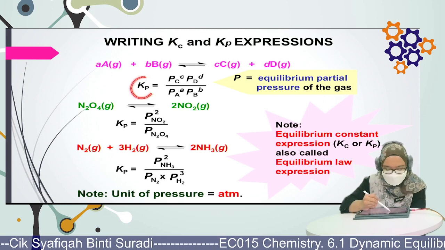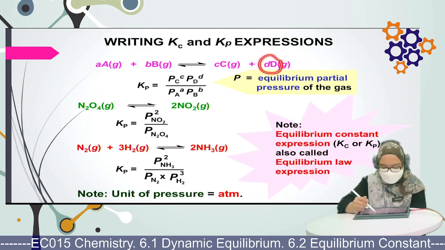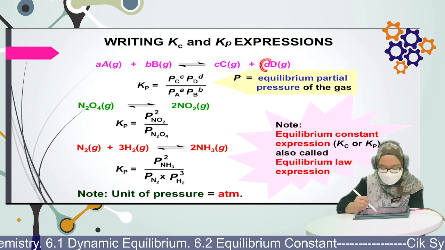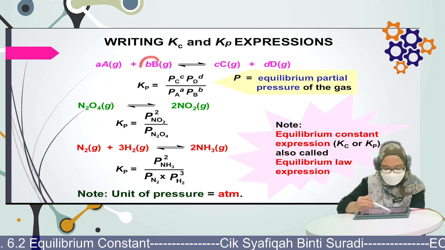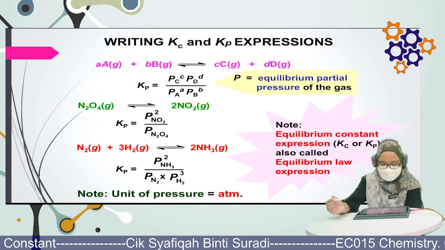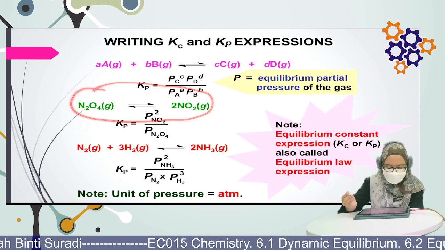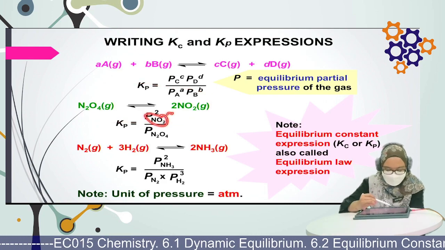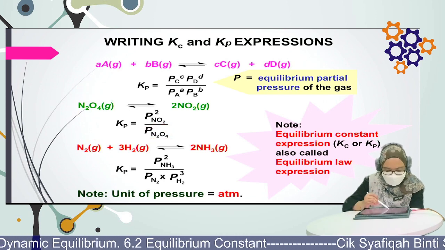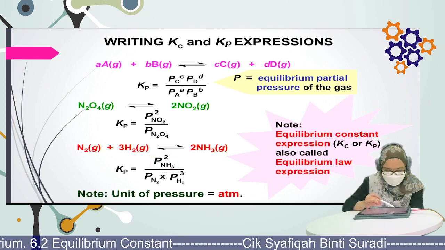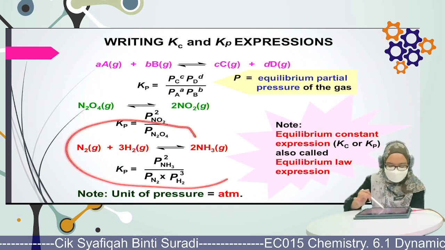Okay, so kat sini Kp kita is equals to partial pressure of C to the power of coefficient C times dengan partial pressure D to the power of coefficient D divide by partial pressure A to the power of coefficient A times dengan partial pressure B to the power of coefficient B. Kita dapatlah ini. Okay, so P is the equilibrium partial pressure of gas. Okay, so kalau kita nak buat untuk this example, so partial pressure of NO2 squared divide dengan partial pressure of N2O4. Okay, so kalau untuk ni pula, partial pressure of NH3 squared divide dengan partial pressure of N2 times partial pressure of H2 to the power of 3. Okay, so ini contoh yang kedua lah.